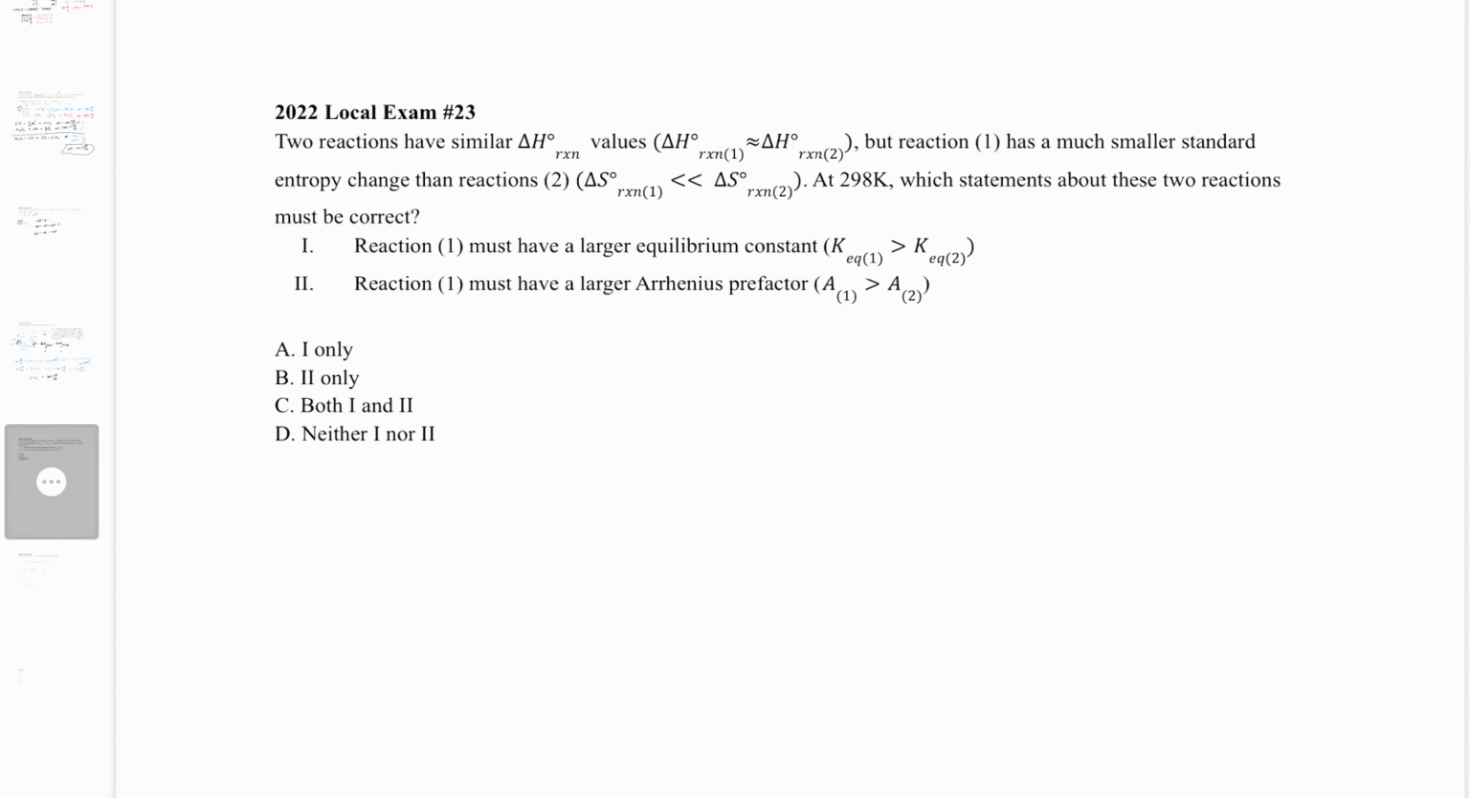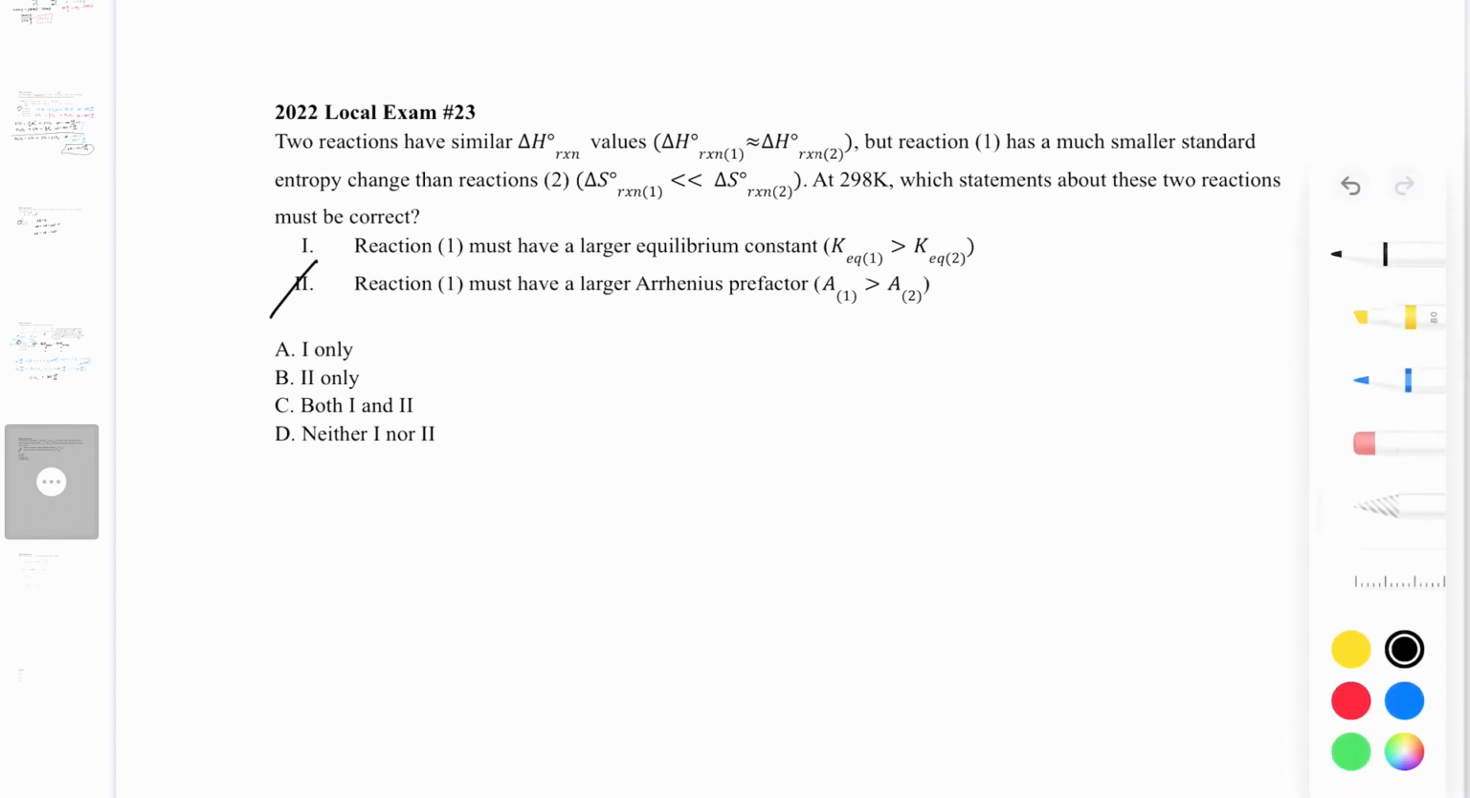There's not really much of a connection between thermodynamics and kinetics. So 2 is just an assumption we cannot make. 2 is wrong. So let's look at 1. Reaction 1 must have a larger equilibrium constant. Now, we're going to disprove this using 2 of our equations here.